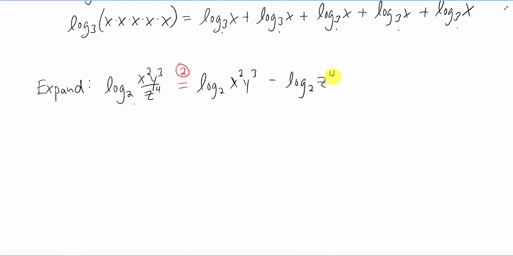Now, I tend to be a little bit loose with my parentheses. We could have parentheses around all of these if we wanted. For clarity purposes, maybe that's a good idea. Okay, let's continue to expand this logarithm.